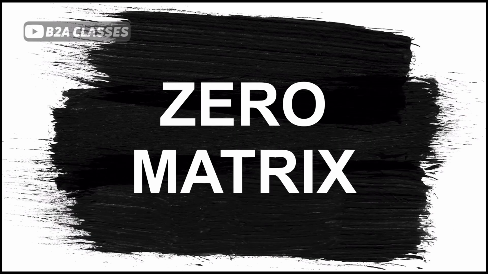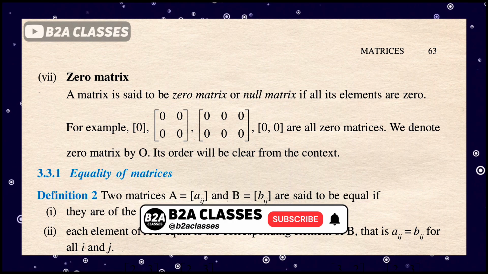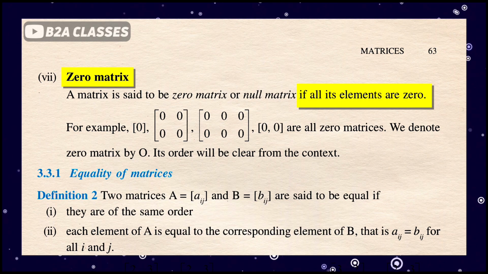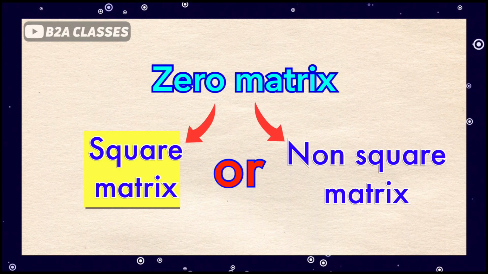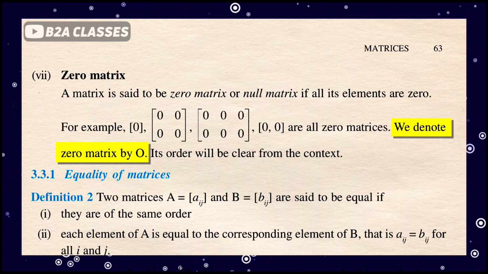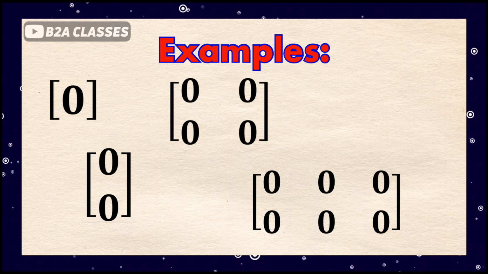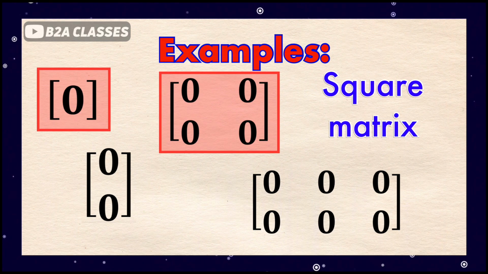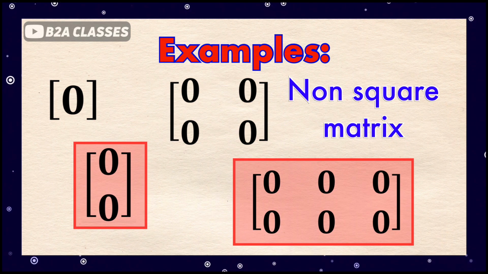Next type of matrix is a zero matrix. Whenever in a matrix all the elements are 0, then that matrix is called a zero matrix. A zero matrix can be a square matrix or non-square matrix. We denote the zero matrix using capital letter O. These are some examples of zero matrix. You can note that some zero matrices are square matrices and some zero matrices are non-square matrices.